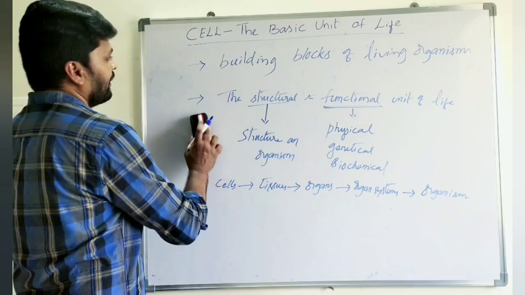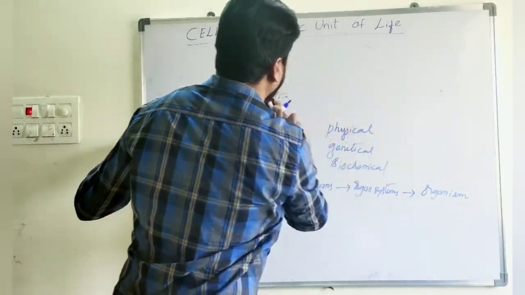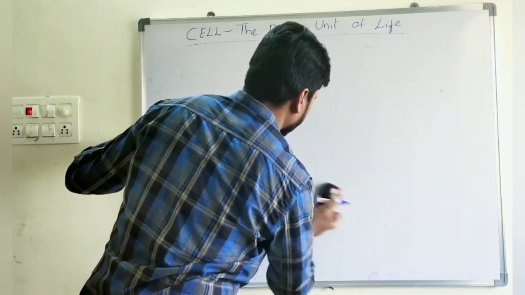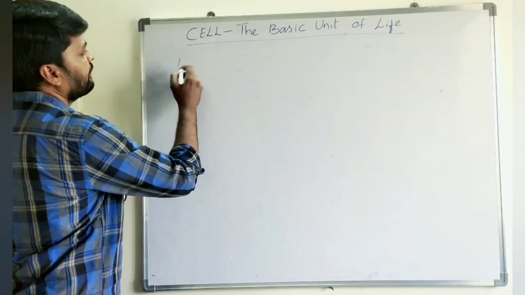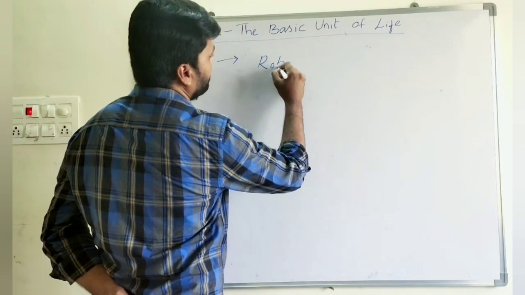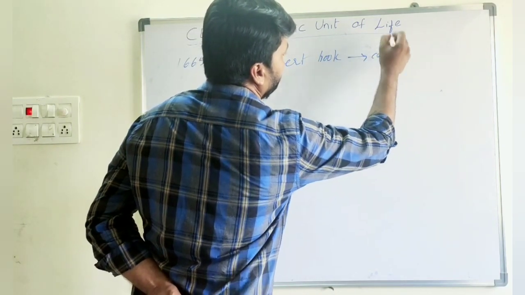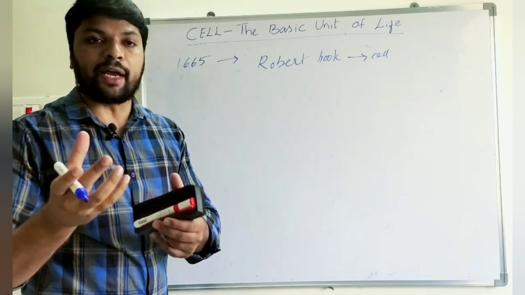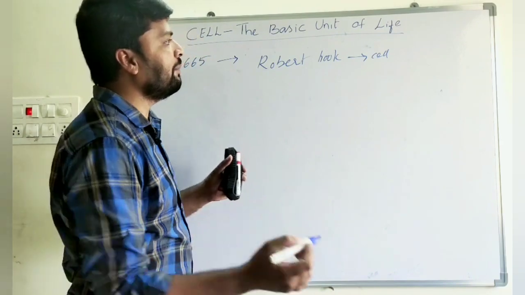For the first time, in the year 1665, a scientist called Robert Hooke discovered a cell. He observed a cork under his own magnifying lens and found a number of cavities like small rooms, and he named them cells.